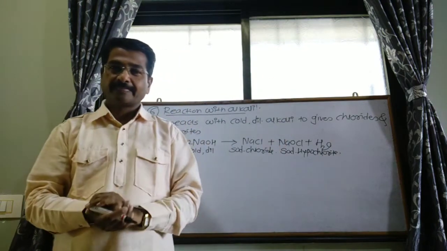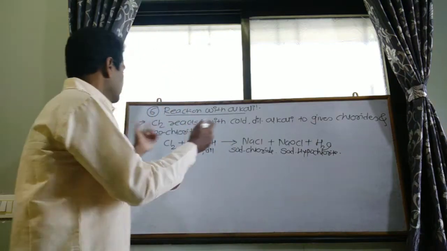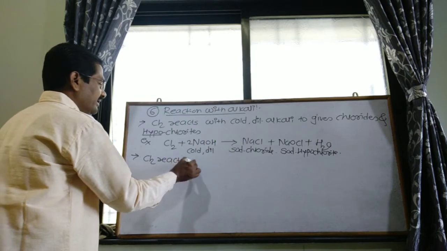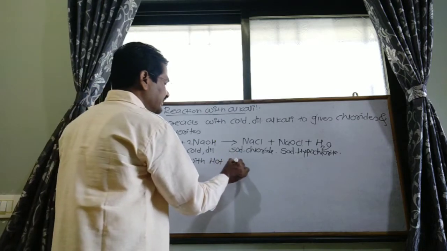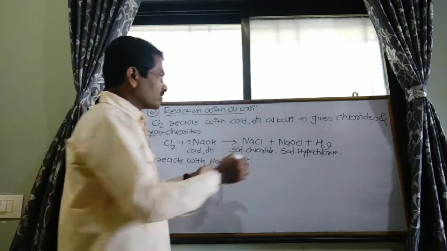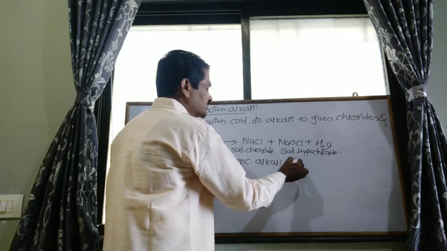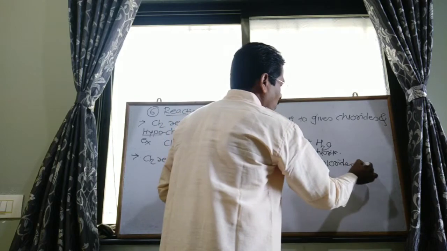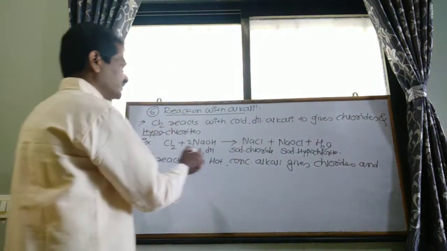That is what happens when chlorine reacts with cold and dilute alkali. Then chlorine reacts with hot and concentrated alkali to give chlorides, and another one is chlorate.